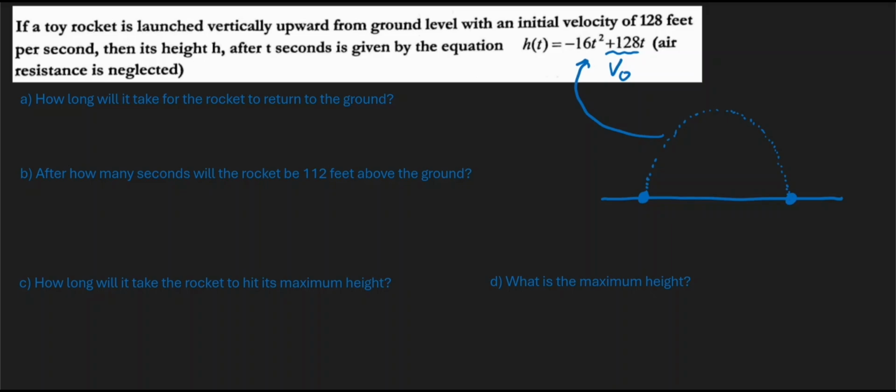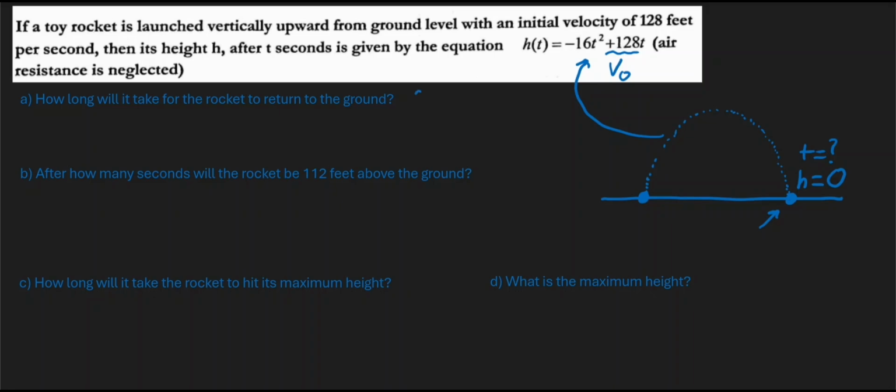So for part A, how long will it take for the rocket to return to the ground? So we know that it's on the ground when it's being launched. Now the question is, after how many seconds would it come back to the ground, which is going to be the second time that it touches the ground. And to solve for that, we're solving for the time it takes, so t would be what we're solving for, when the height above ground level is equal to 0. So we just have to plug in a 0 for the height value and solve that quadratic for the time.